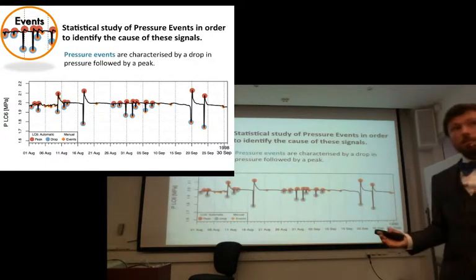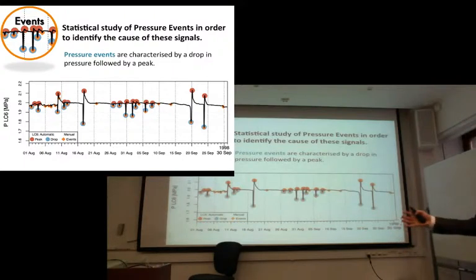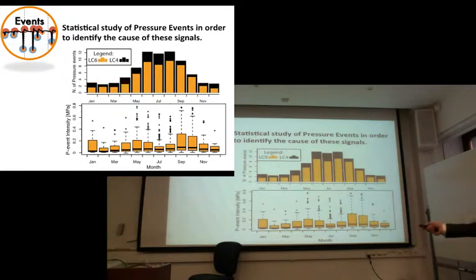First of all, I needed a data set to do a statistical analysis, because there is so much variability. So one way to do it is to gather everything in one data set and then try to explain it. I found an automatic way to get this drop and peak, and it counted more than 1,000 events. Then, statistical analysis: I look at how many of these events, which we call pressure events, we have for a typical year. And we see that they increase in summer and decrease in winter. And that's maybe what's creating the correlation that we observe over the season.